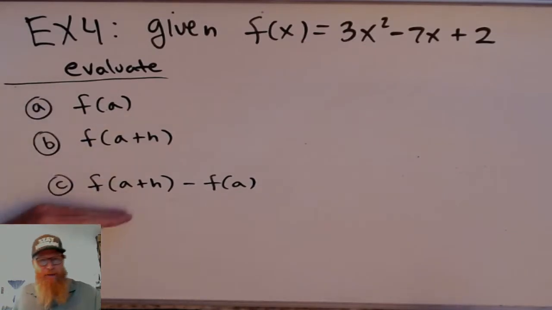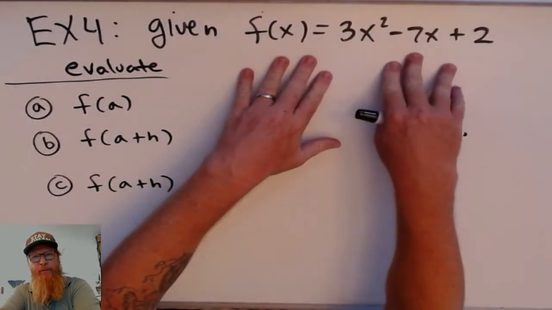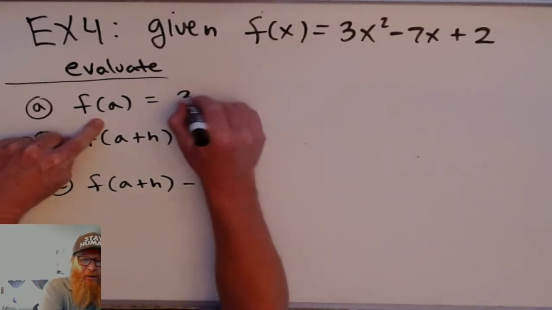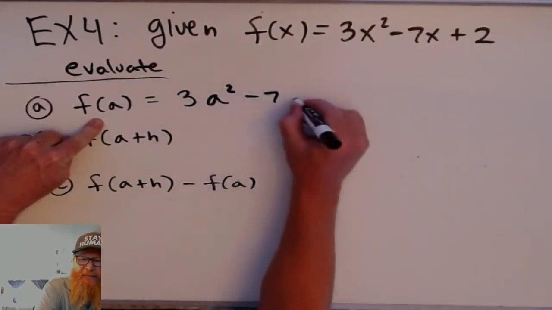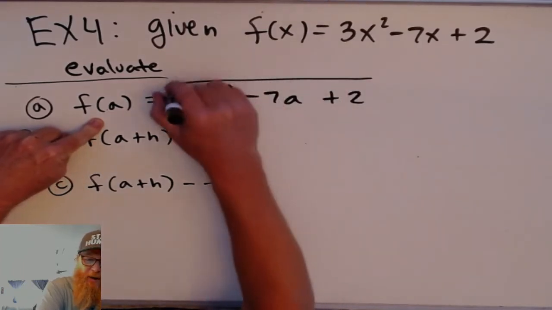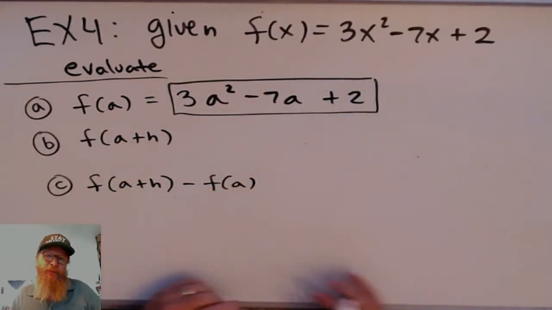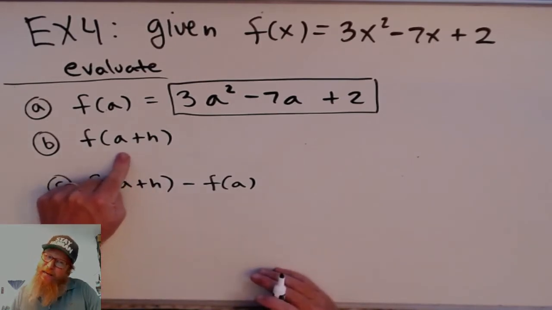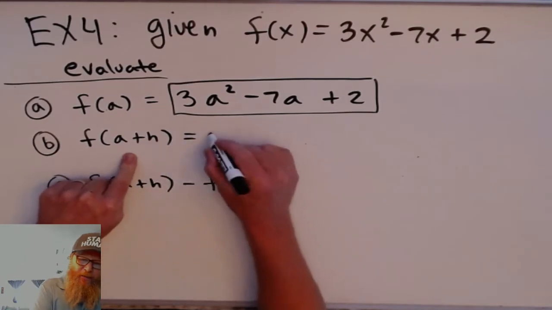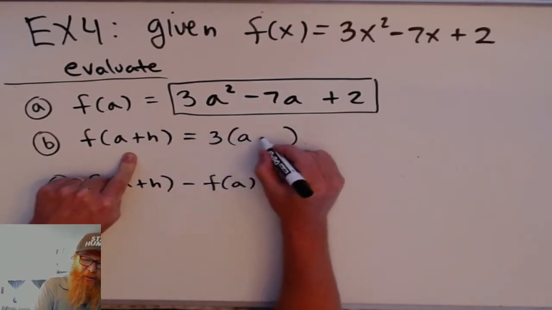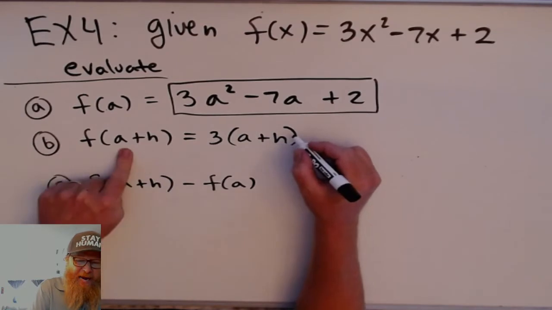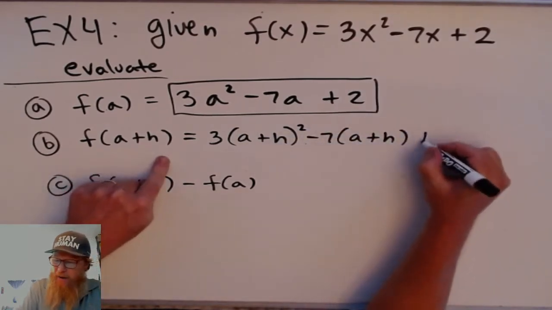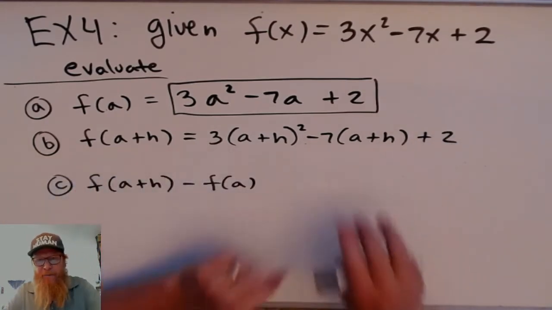So we have 3 evaluations. This is our function that we're given. F of A, simple, right? Just replace all your x's with a's and smile. Easy does it. Part B, not so easy. It takes a little bit more time. Replace all of your x's with a plus h. Be very careful with your writing. Use parentheses.